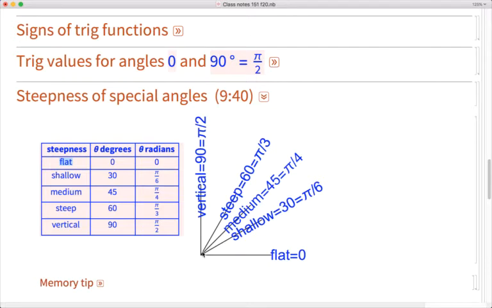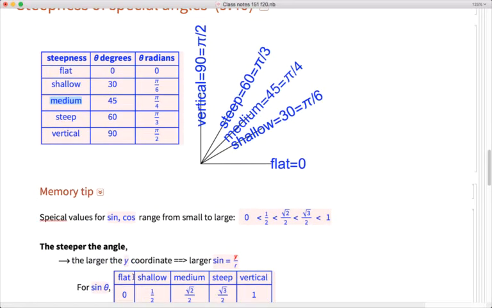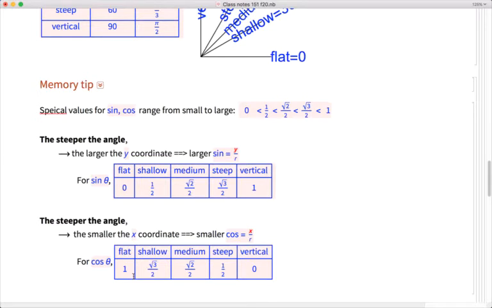So at angle 0, I'm going to call these angles the flat angle. And then the next angle up, the 30 and pi over 6, these are shallow. And the next at 45, we're going to call these medium. And then 60 degrees, aka pi over 3, those will be steep. And then the vertical will be the 90 and pi over 2. So it's just good to be able to refer to these measured angles with their descriptor of steepness. Start at flat, go to vertical.